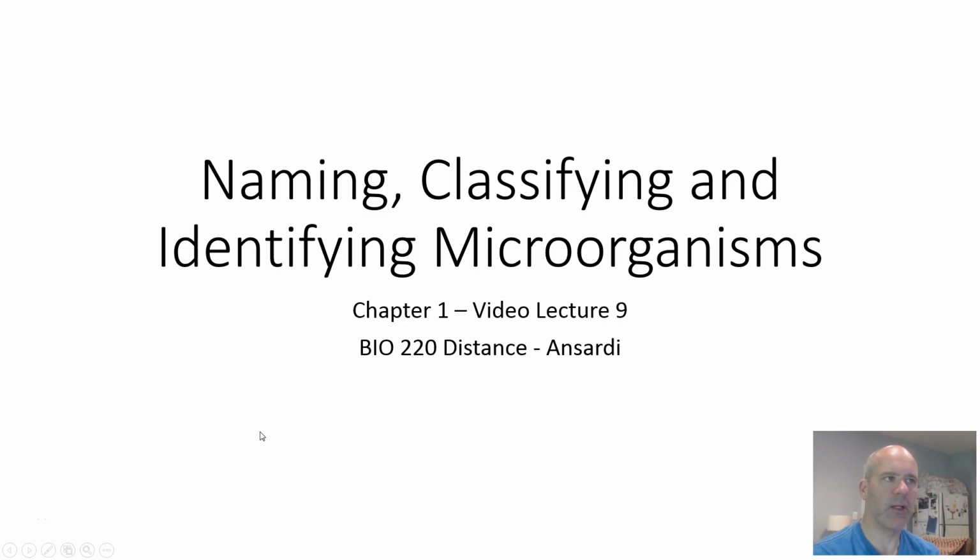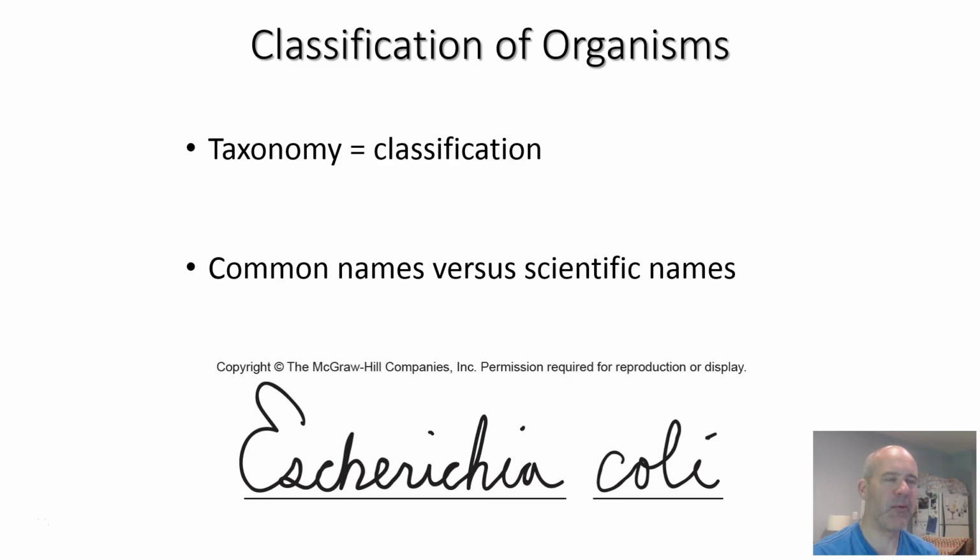Okay, moving on, let's talk a little bit about how we name, classify, and identify microorganisms. All right, so there's a term that you should associate with classification of living things, and that is taxonomy. So the people who study classification of living things, get really into that type of thing, are called taxonomists. So taxonomy is the study of how living things are classified.